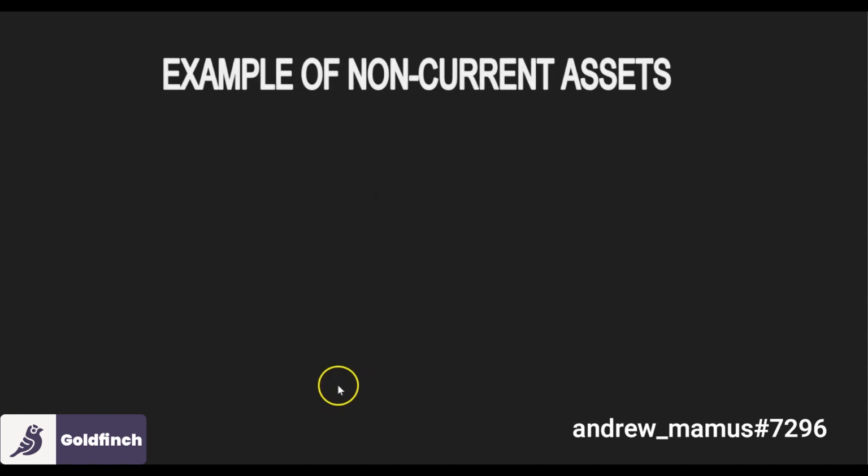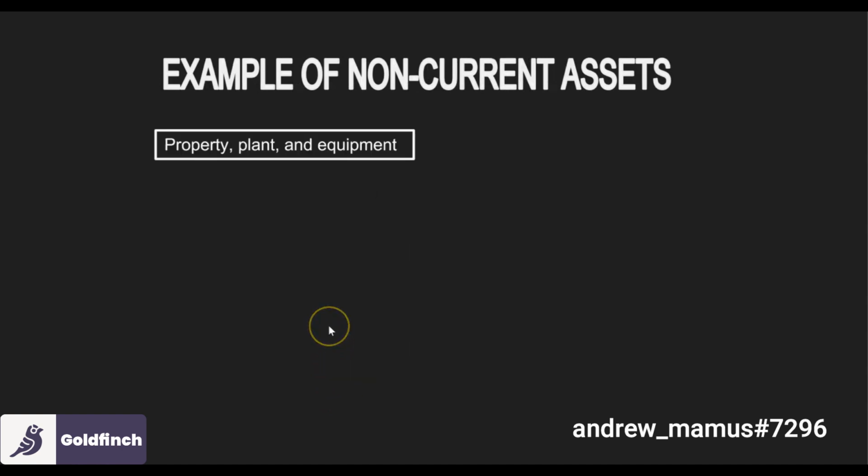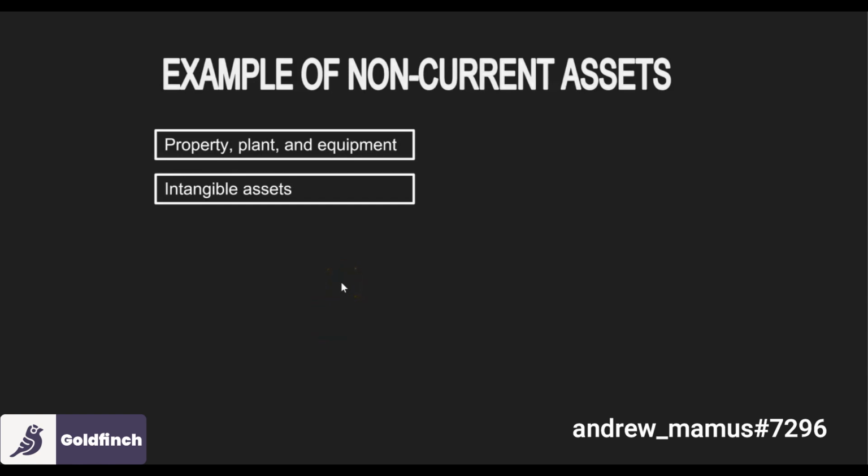So let's look at examples of non-current assets, because I told you that we have current and non-current assets. We have property, plant, and equipment. All these things are non-current assets. We have intangible assets. Then we have goodwill also. Time will not permit us to explain these things in detail. So now we have talked about assets.